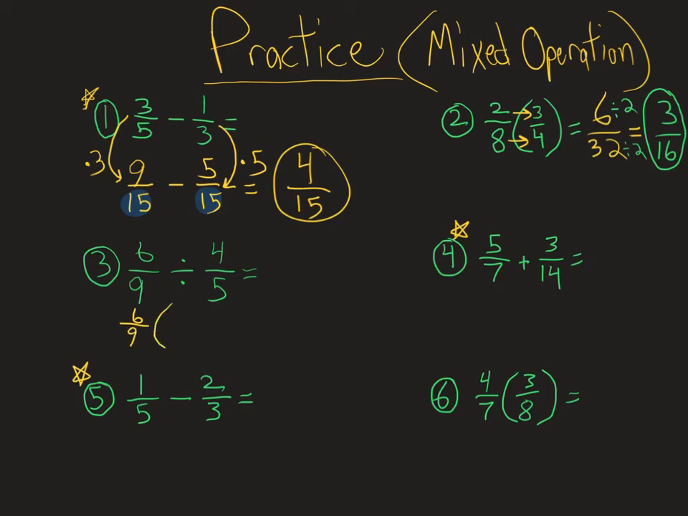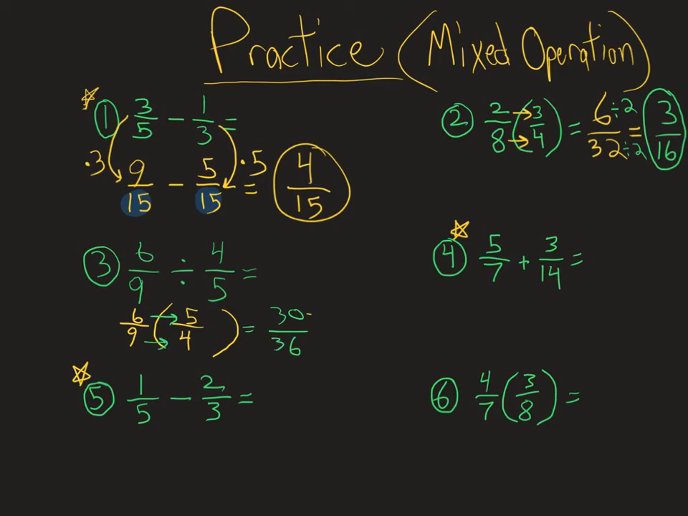I'm going to rewrite it as a multiplication problem. And I've got to flip that second fraction. It's the reciprocal. Once I do that, it's now the equivalent version as multiplication, which is much easier to do. And again, I can go straight across. 6 times 5, 30. 9 times 4, 36.